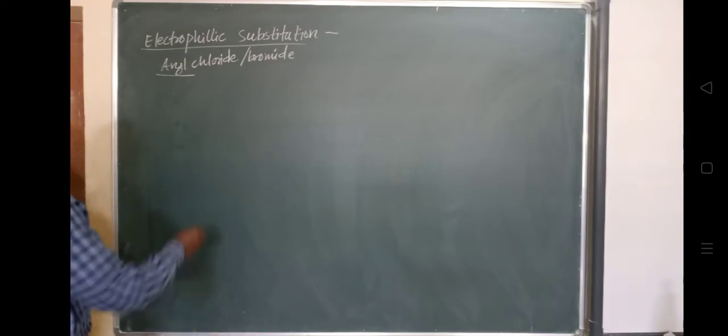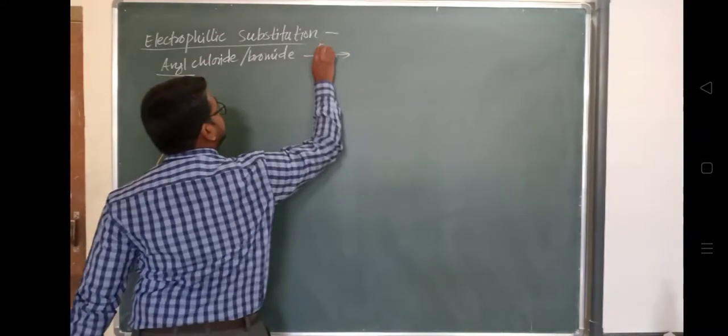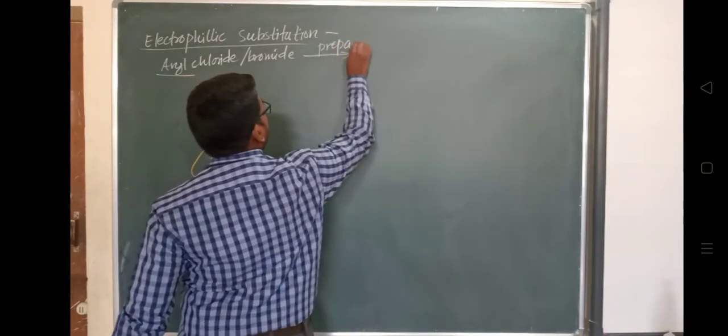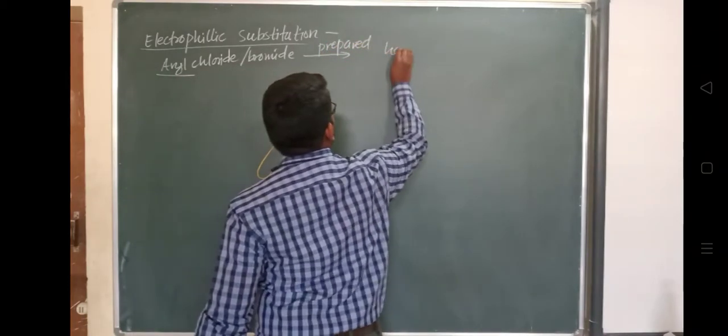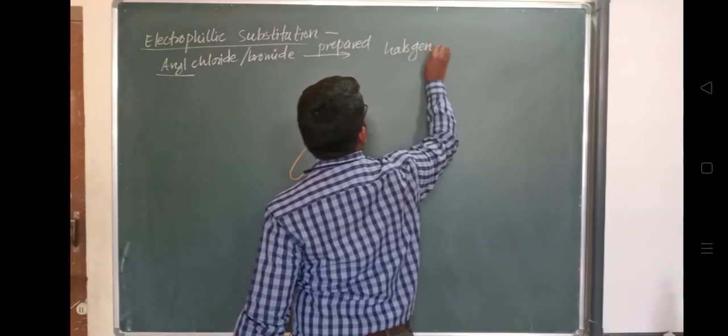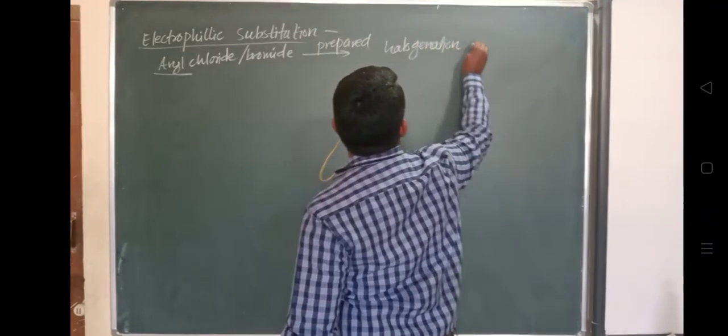This can be prepared by halogenation. Now, what is the meaning of halogenation of the benzene ring? So what will happen?